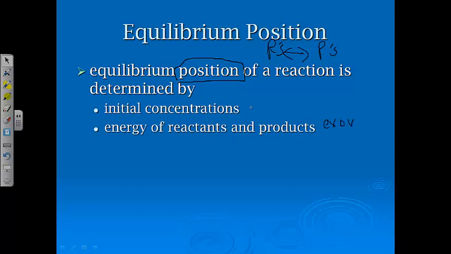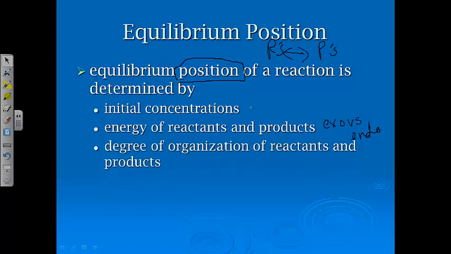It's determined by three things: the initial concentration, the energy of the reactants or products, so this is the whole exo versus endo thing. Is it going to require energy? Is it going to lower the energy? And the degree of organization, because remember, we've got to have collisions. For organization, this a lot of times is just based on whether it's a solid, a liquid, or a gas. What state is it in? How much energy or disorder?